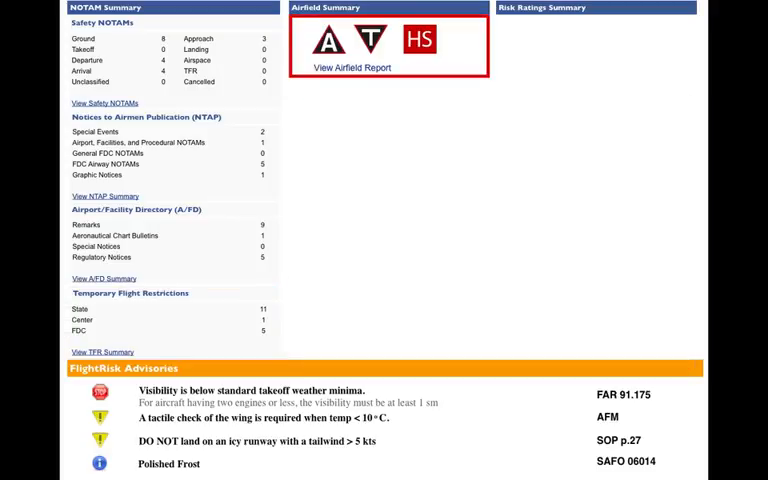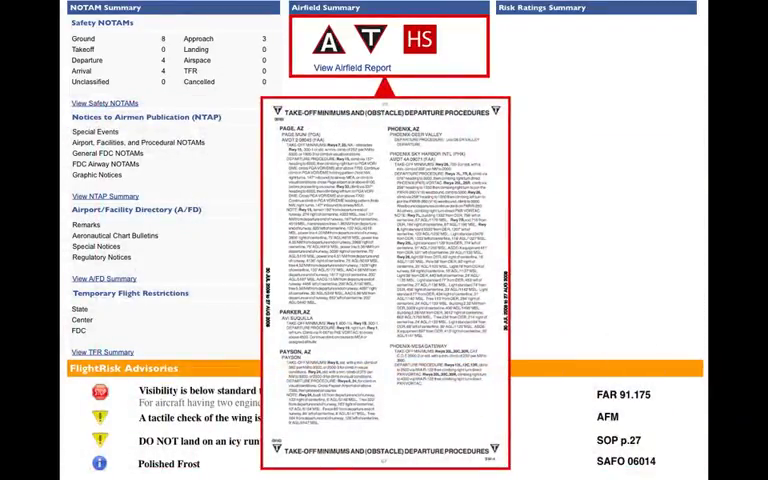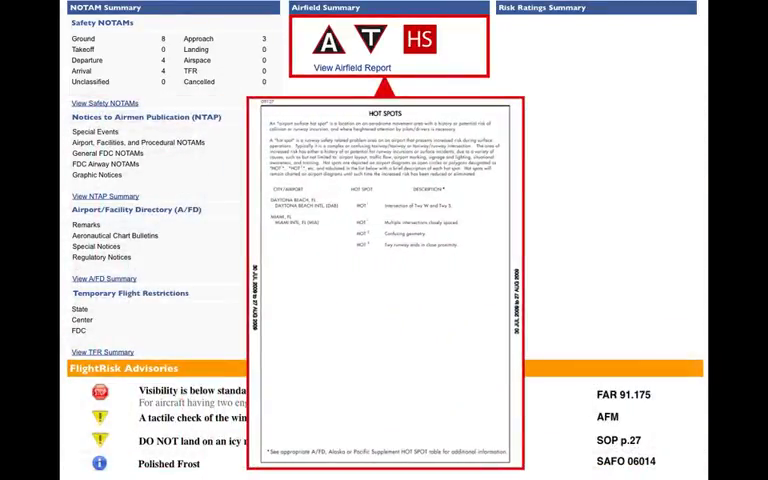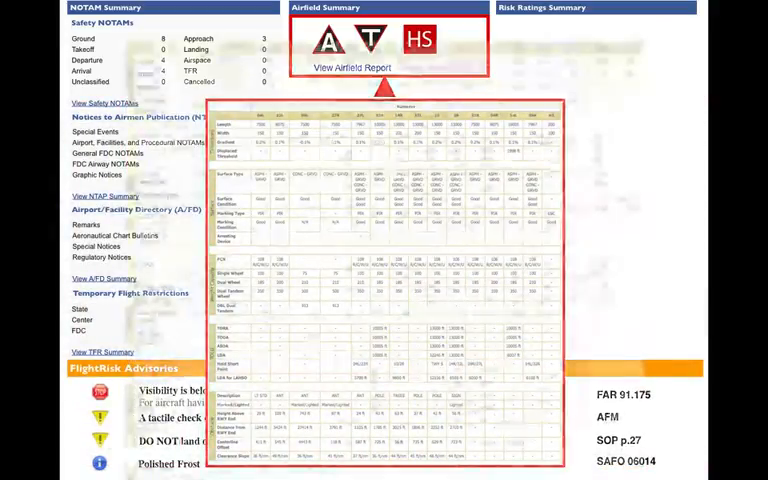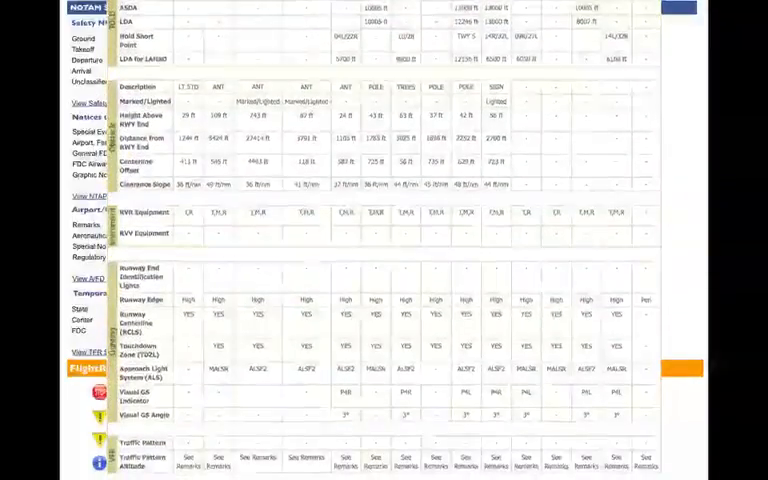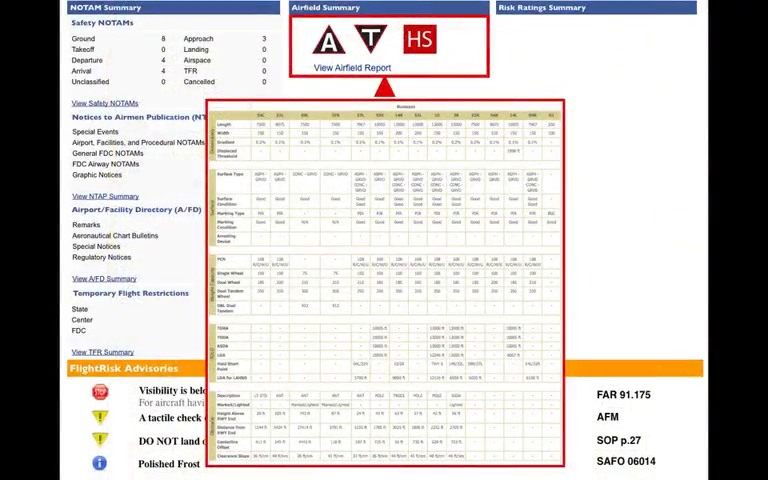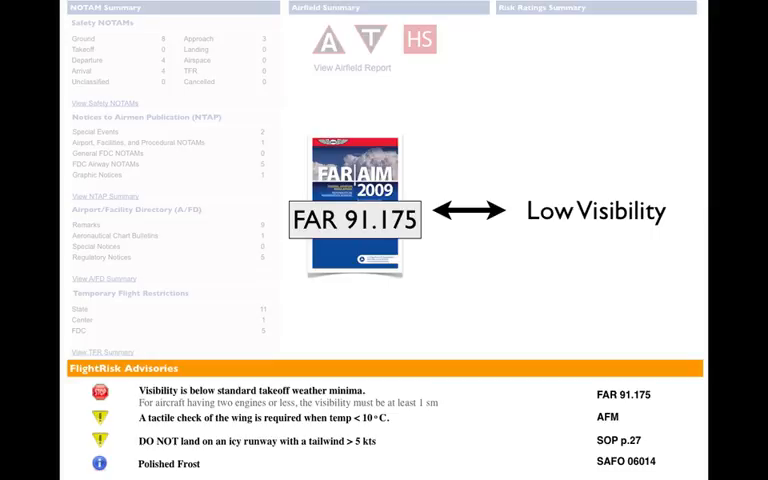FlightRisk also highlights the applicable information from the Airport Facilities Directory, the Temporary Flight Restrictions, and the Terminal Procedures publication, including alternate minimums, obstacle departure procedures, and taxiway hotspot regions. We also generate a comprehensive airfield report that organizes key information about the airfield, including hours of operation, runway dimensions, toll, and airfield lighting. In addition, FlightRisk uses an advanced rules engine that links the regulatory references to the environmental conditions relating to your flight.